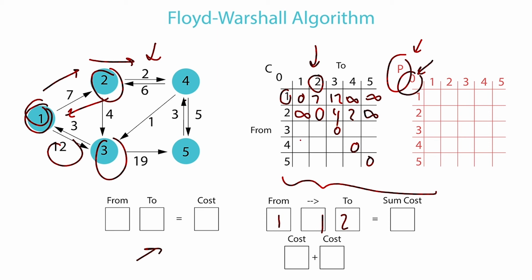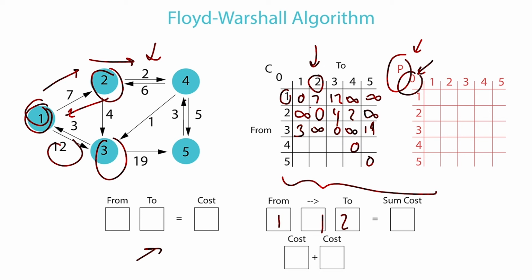3 to 1, you can get there, and that's 3. 3 to 2, you cannot get there, infinity. 3 to 4, you cannot get there as well, infinity. And 3 to 5, you can get there, and it's 19.